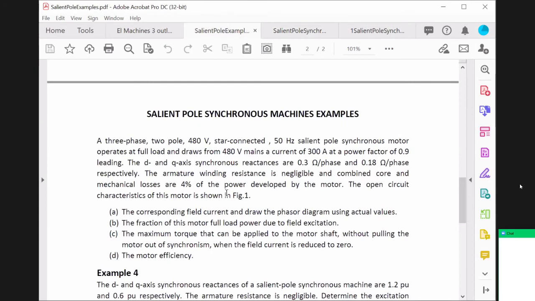So once you've determined the field current and drawn the phasor diagram using actual values, the second part is the motor's full load power that is due to the field excitation.